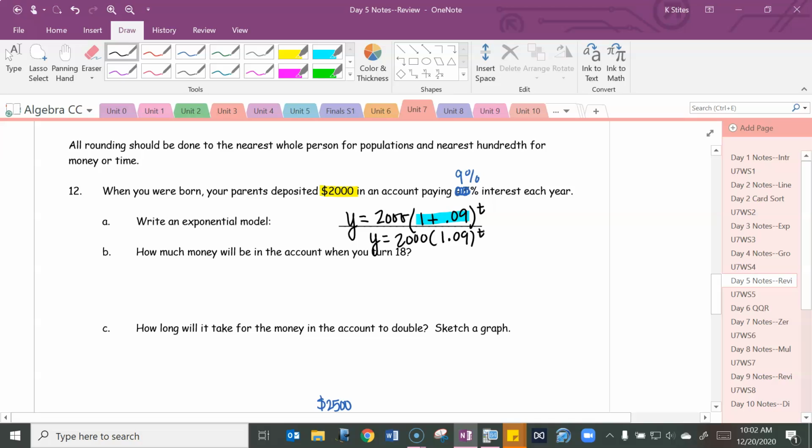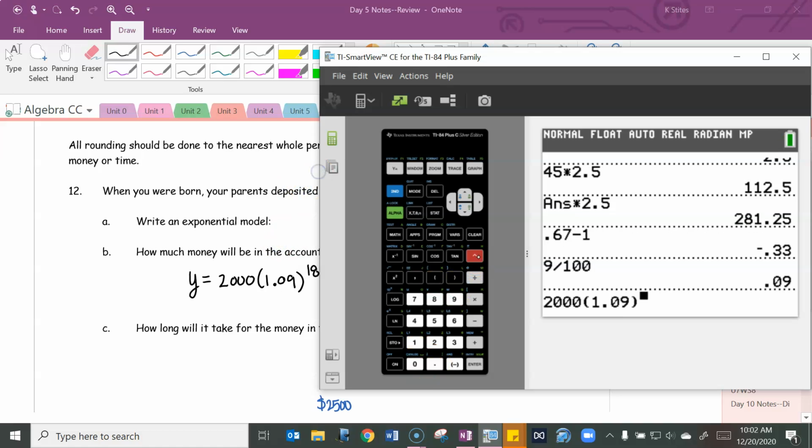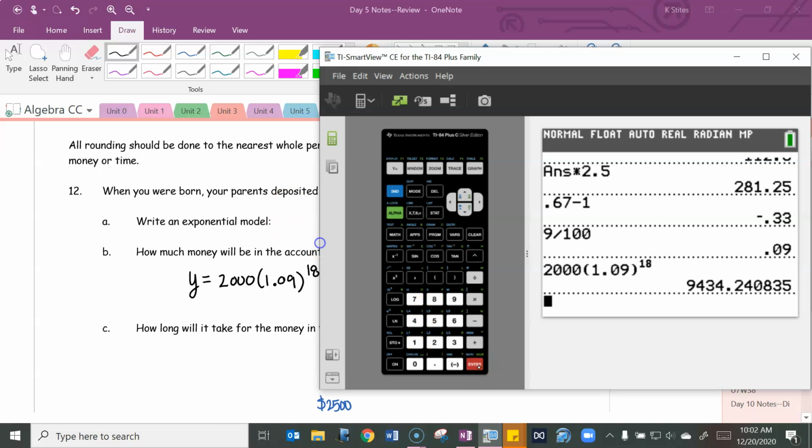Okay, how much money will be in the account when you turn 18? So again, identify that number. Is that a time that has passed, or is that some other value? And 18 is talking about 18 years, so that is t. So we're going to plug that in right there. So y equals 2,000 times 1.09 to the 18 power. I'm going to use my calculator to do this. Make sure you use raised to the power. 9434.24.